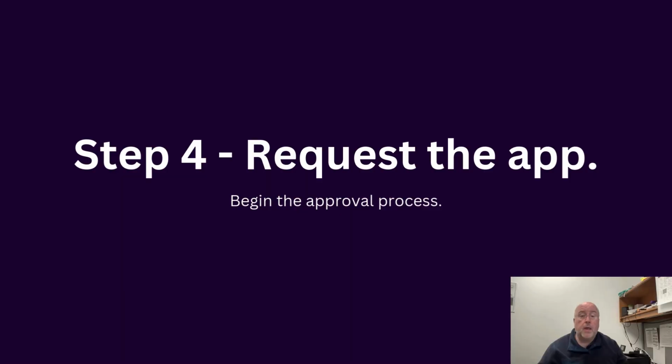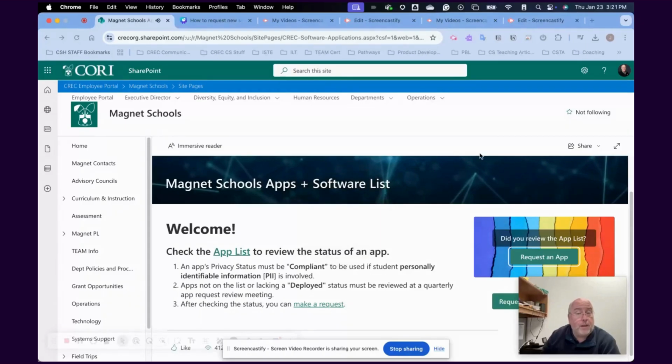That's all you need for that. So for this step, you've got all the information. Now all you need to do is request the app. All right, last step, we're going to put in the request.